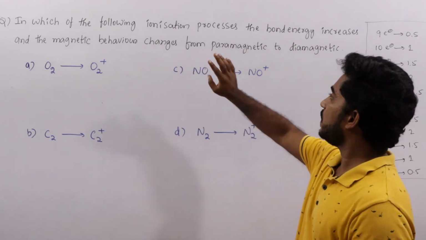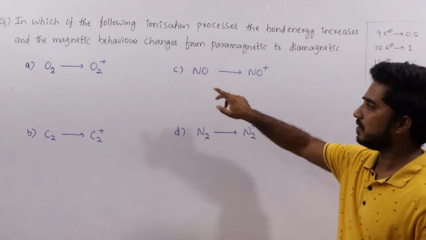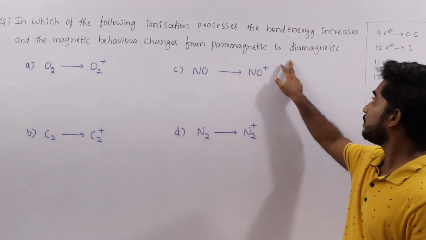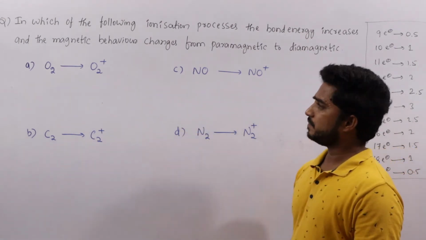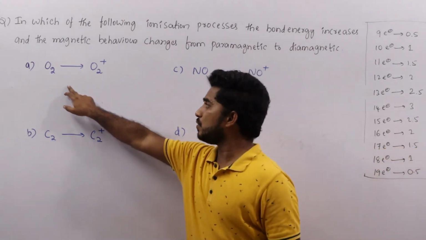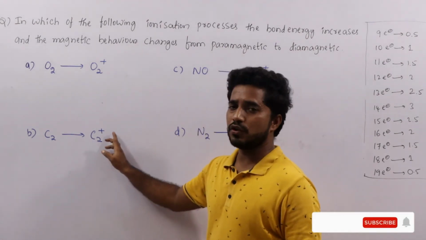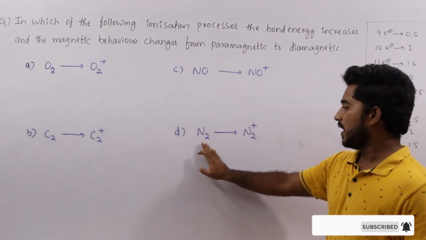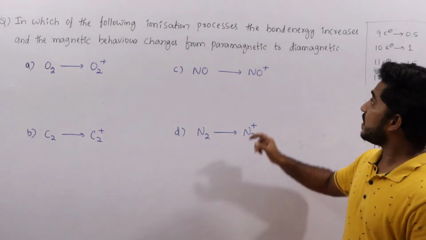In which of the following ionization processes does the bond energy increase and the magnetic behavior change from paramagnetic to diamagnetic? Here four processes are given. First, O2 changes to O2 plus, next C2 changes to C2 plus, next NO changes to NO plus, next N2 changes to N2 plus. So what is the first point here?